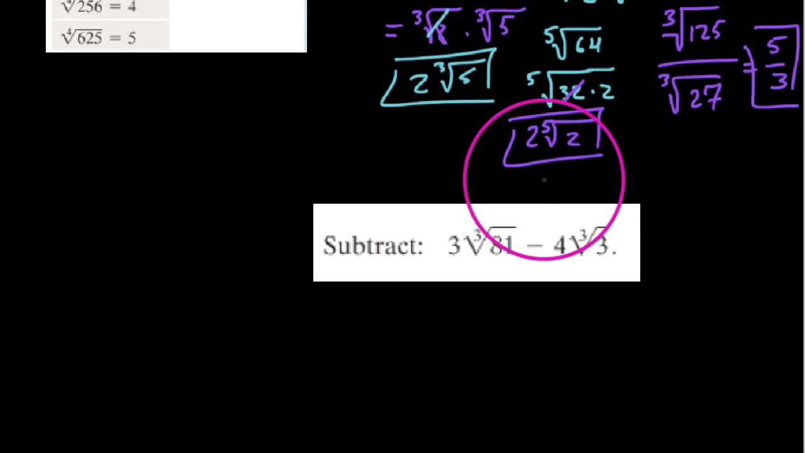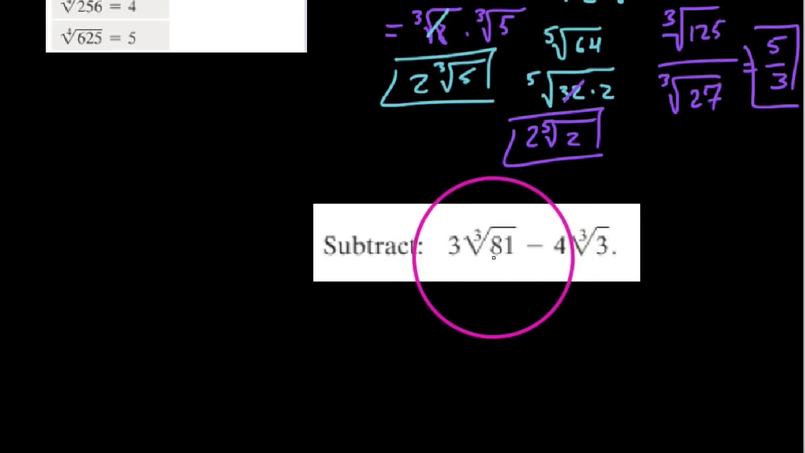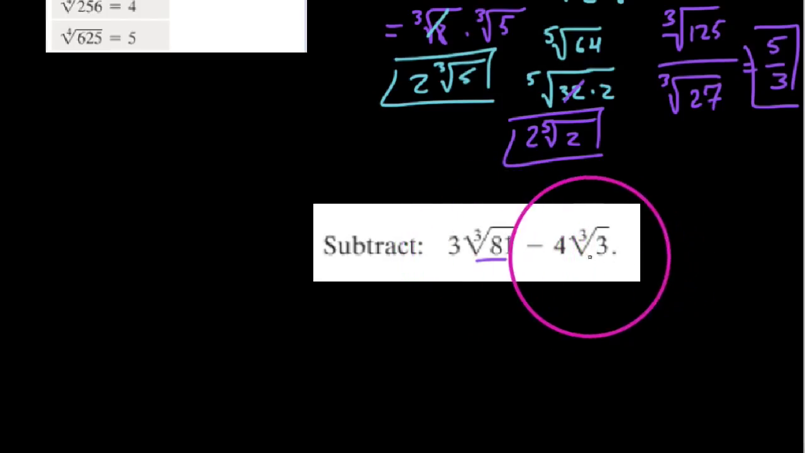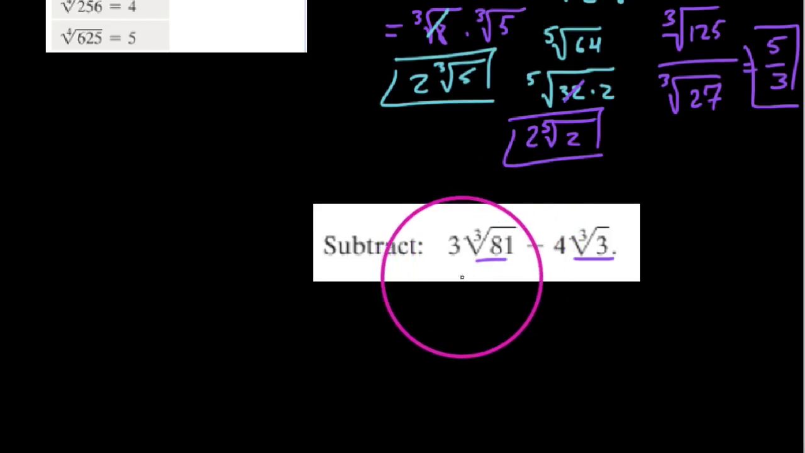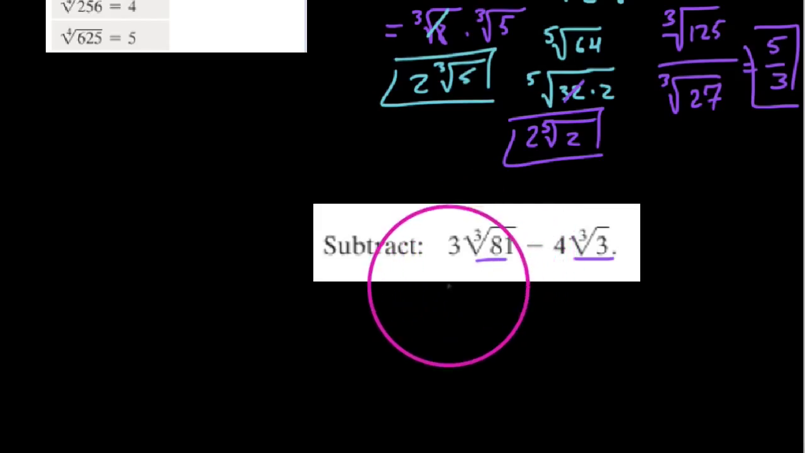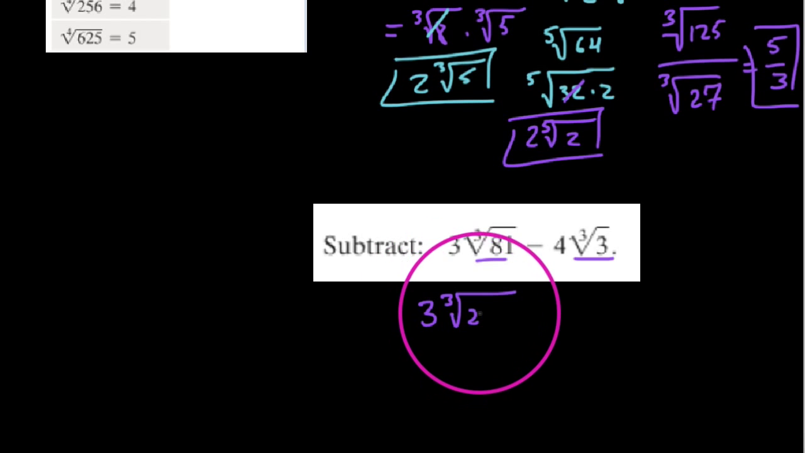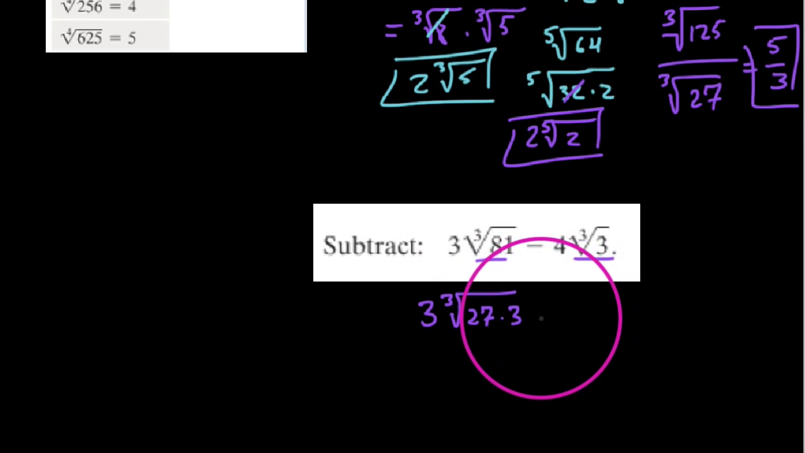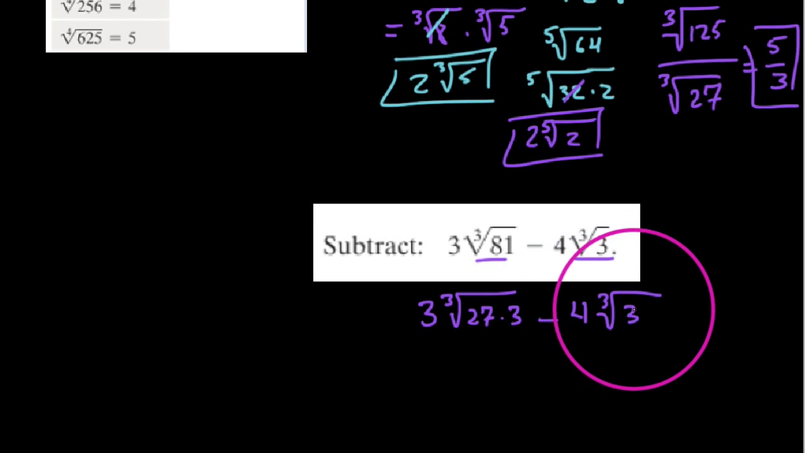Okay. So this last example here, what I want to look at is really just combining like radicals. And remember, like radicals mean you have the same radical factors. And in this case, the cube root of 3 and the cube root of 81, those aren't the same. But I do know this, 81 here, we could say, are there any perfect cube factors that go into 81 evenly? And as a matter of fact, 27 goes into that 3 times. So this could really be rewritten as 3 times the cube root of 27 times 3 minus 4 times the cube root of 3.